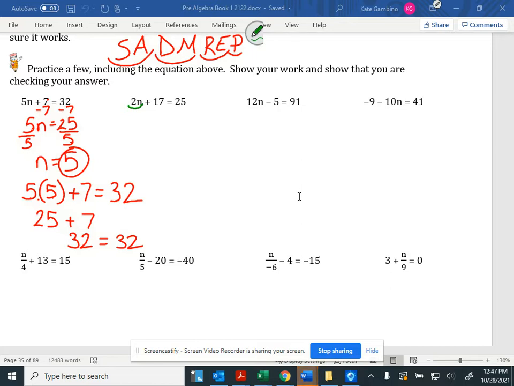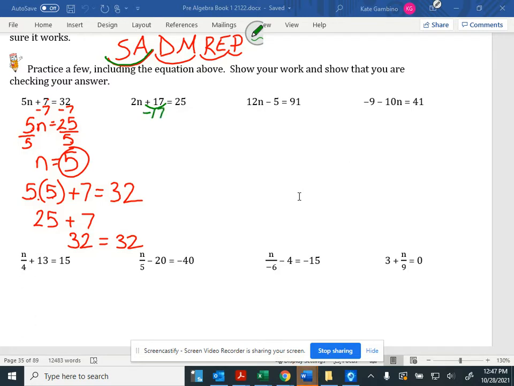So remember, we're doing PEMDAS backwards. So our first thing is going to be looking for any adding or subtracting. So I'm not going to worry about the 2n yet because that's multiplying. I want to look at that plus 17. So how do I clear out plus 17? What's the opposite?